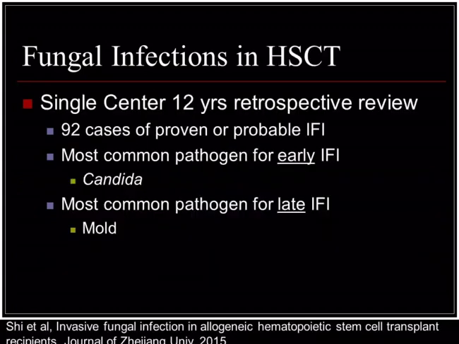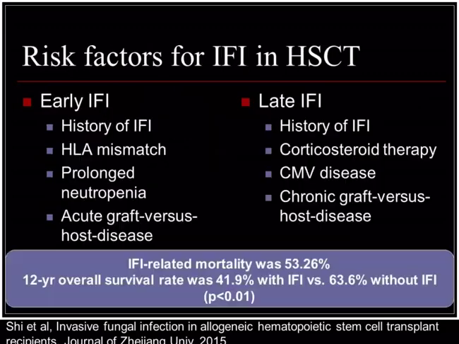Fungal infections specifically in hematopoietic stem cell transplant: there was a single center 12-year retrospective review. They looked at 92 cases of proven or probable IFI. The most common pathogen for early IFI is Candida, as reflected in that 2009 Marr, Tomblyn paper showing that we need Candida prophylaxis. But the most common pathogen for late IFI is mold, for multiple reasons.